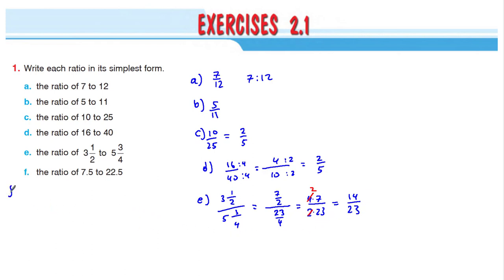And the last, under F, we have 7.5/22.5. Actually, it would be better if you multiply by 10 in both numerator and denominator. So you get 75/225. I think both of these are divisible by 15. 75 divided by 15 is 5, and 225 divided by 15 is 15. So again, if you divide by 5 both sides, you get 1/3.